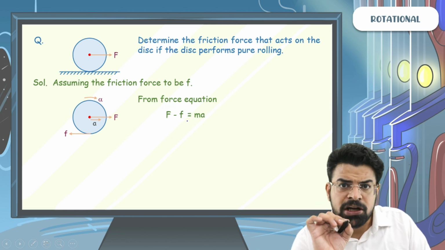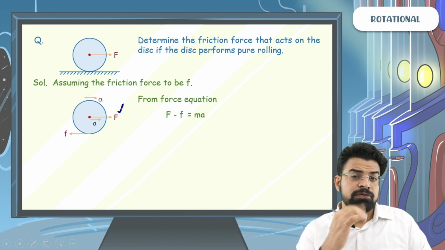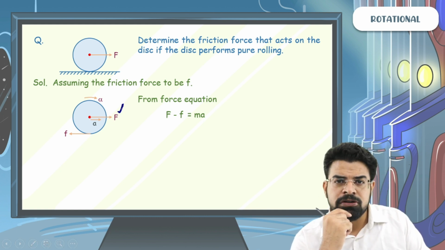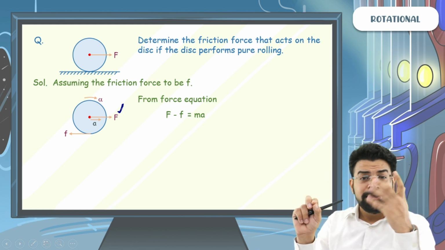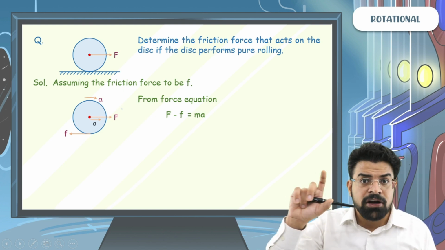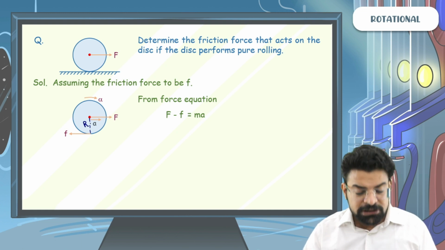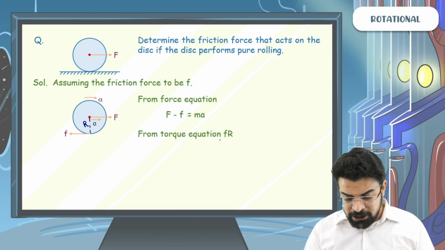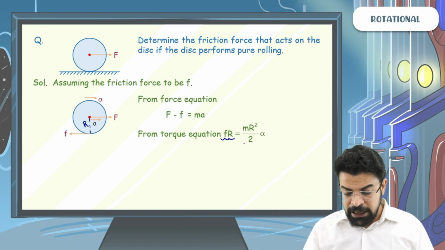Now let's make the torque equation. What is the torque about the center of mass because of this force? You will say, sir, there is no torque because of this force. Why? Sir, this force passes through the center of mass, so r is 0, hence the torque is 0. So who provides the torque to provide this angular acceleration alpha? Sir, friction. The friction force acts at a perpendicular distance r. So the torque provided by the friction force is f r, and this torque will be equal to I into alpha.